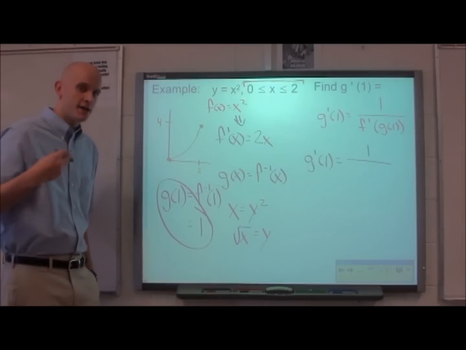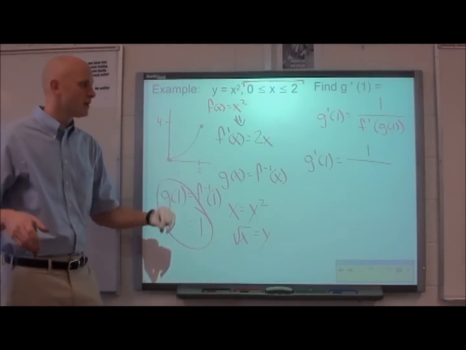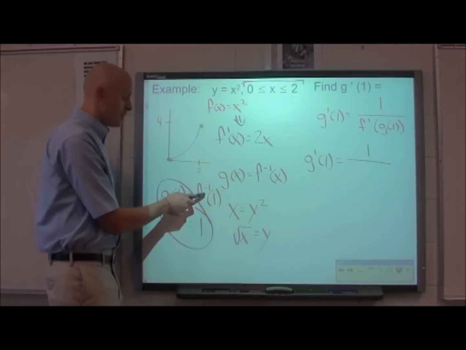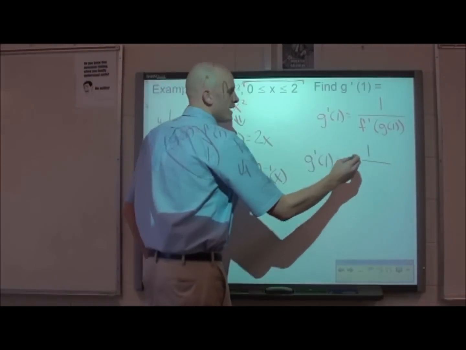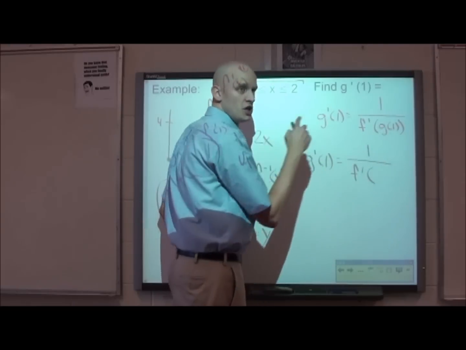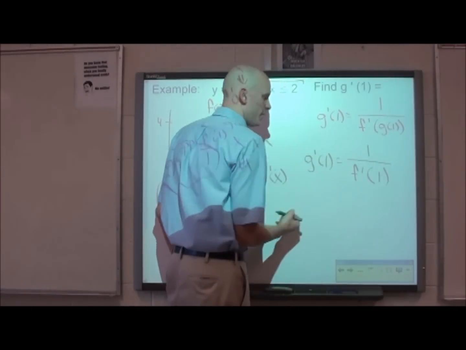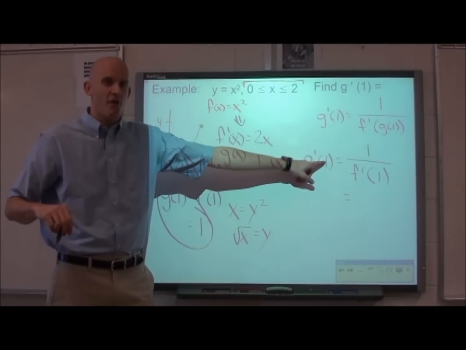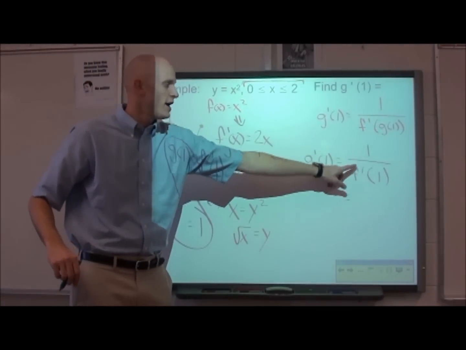g of 1 is 1. Now take a look at what that's going to look like. If g of 1 is 1, the inverse evaluated at 1 is 1 divided by f prime with g of 1 plugged in, which is 1. The derivative of the inverse of f of x at 1 is 1 over f prime of 1.